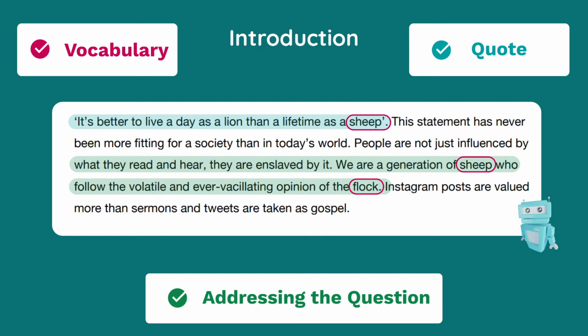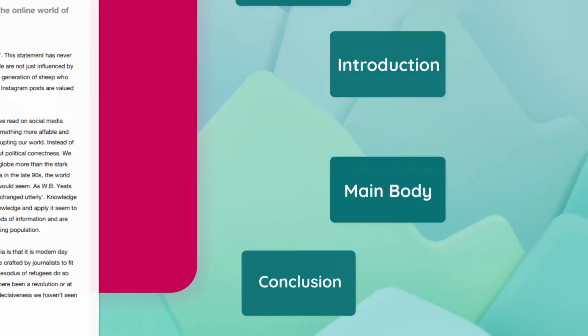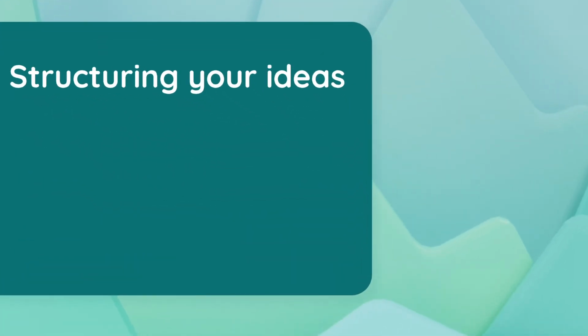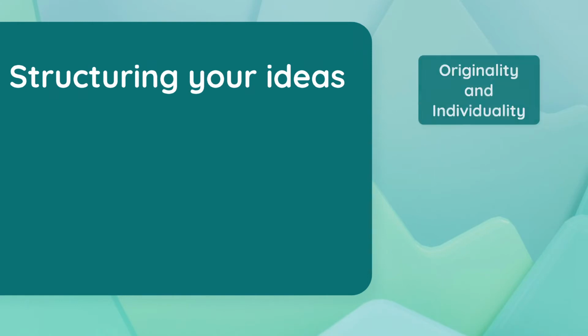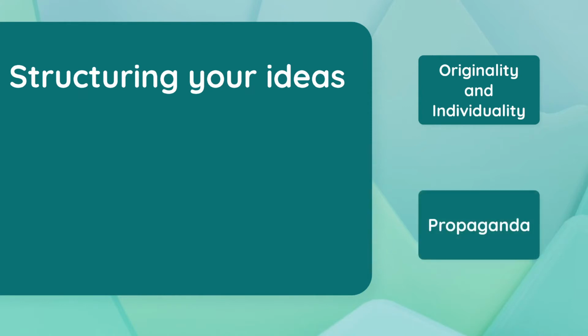Okay, and here's why. So we're going to look at the two main arguments. So into the main body of the essay then. Really important to structure your ideas. The two main ideas that this student is looking at are originality and individuality as the first part, the ability to make your own decisions and be unique and maybe be a little bit different from the crowd. And then the second one is this idea of propaganda and how we are influenced by social media in a broader sense as a society.